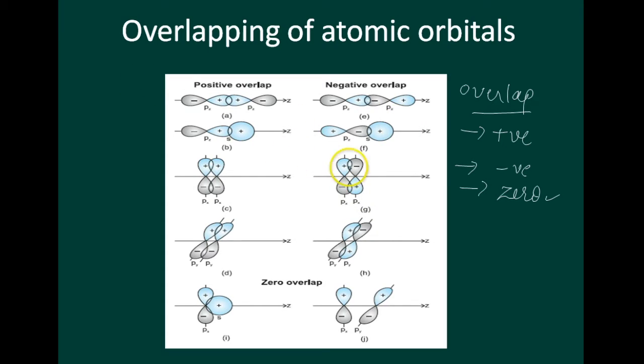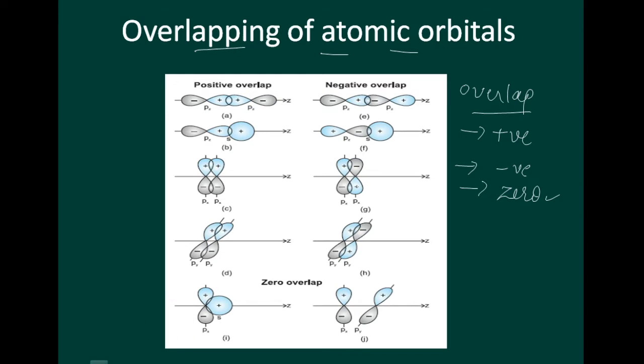So this is the figure showing positive, negative and zero overlaps of s and p atomic orbitals. Here on this side it is showing positive overlap, where only positive signs are overlapping. This is the positive and negative overlap like this. And this is the zero overlap. So this is the overlapping of atomic orbitals: positive, negative and zero.